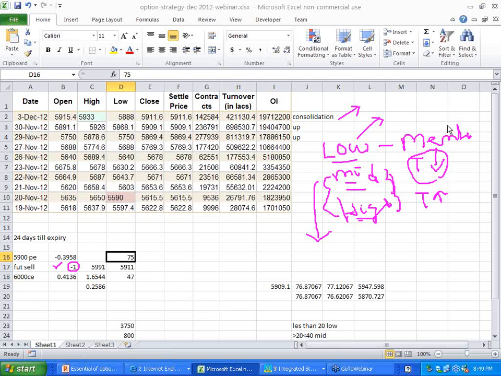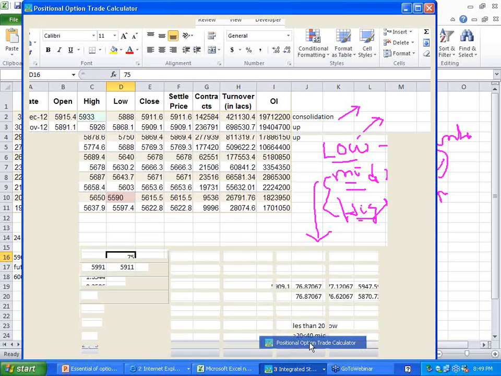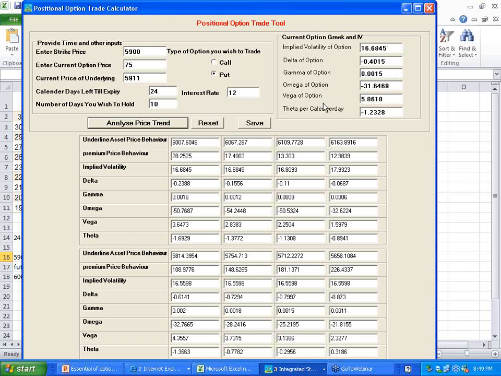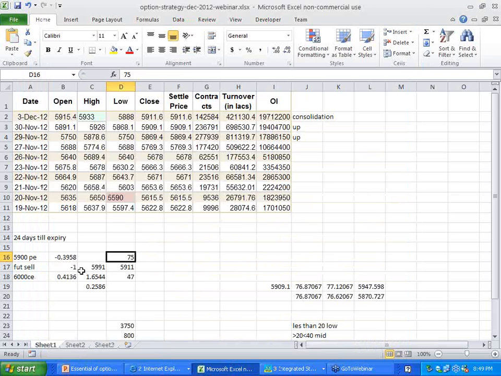Now the 5,900 strike. And the put option we will choose here is 24 days, and we are going to hold this trade for 10 days. That is a different thing. Now we are at 5911, and the put is quoting at 75 rupees. Analyzing the price trend, we got -0.4015 as the delta. So I am expecting the low volatility will maintain low.